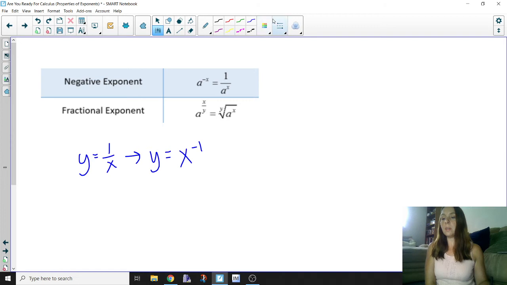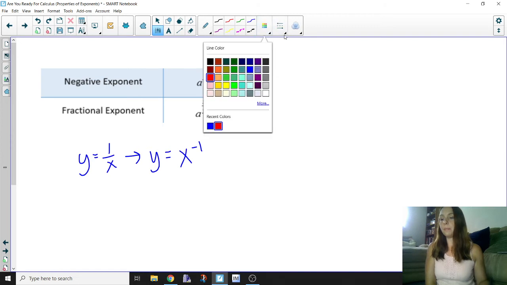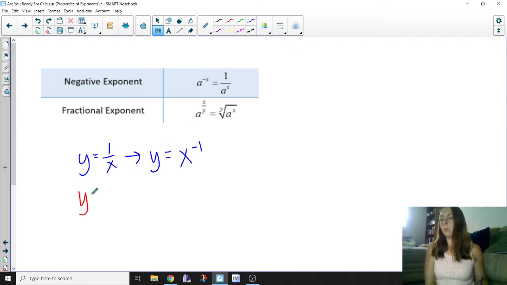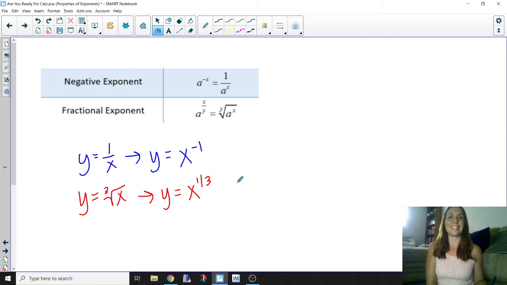Okay, or something like y equals the cube root of x. Knowing that a root can be turned into a fractional power, and you could rewrite y equals the cube root of x as y equals x to the 1/3. Again, it's going to be clutch to knowing how to do a derivative easily of a function like this.